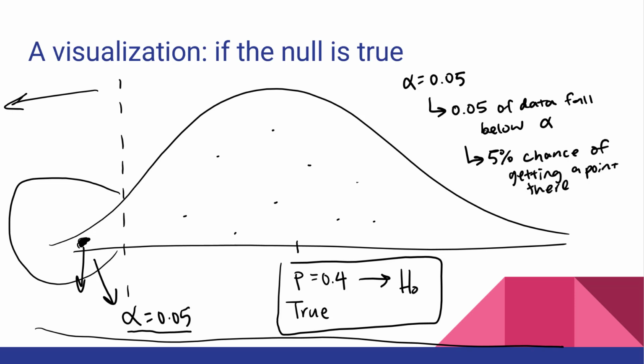Because as we sample, we could get a point here, here, here, here, here, here. But there's a 5% chance that we'll go down here too. So when we get a point down there, what happens? Since it went below alpha, that means we reject the null. But in this case, our null is true. That means that there's a 5% chance that we falsely reject the null.